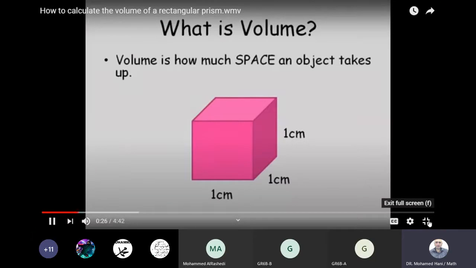Volume is the amount of space an object takes up. So, how many 1 centimetre cubes will fit in the object? In class, you may have been using the 1 centimetre cubes to work out the volume of rectangular prisms. Today, we are going to learn how to use a formula to work out the volume of any rectangular prism.